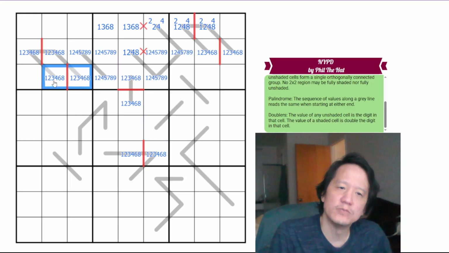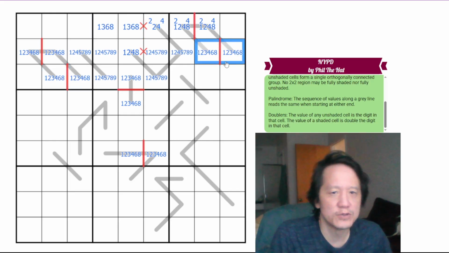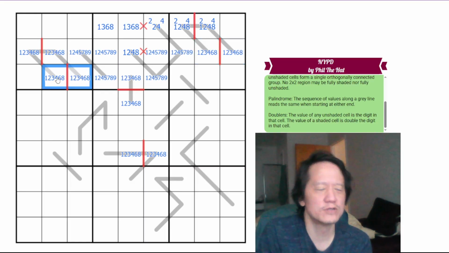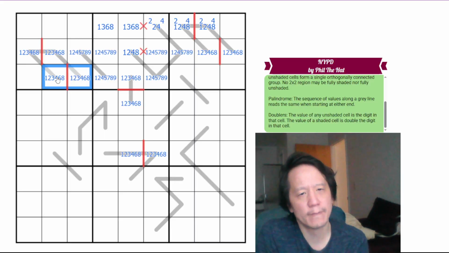Where are these doubles? Okay, so if it's 3, 6, obviously both of these are double, then they're the same here. That's fine. What happens if this is 1, 2, 4, and 8, right?